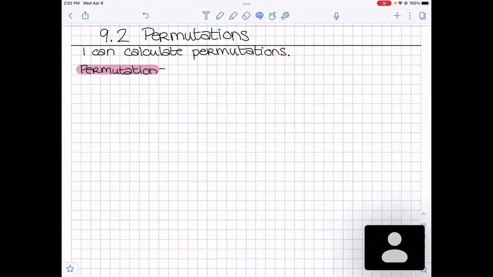So permutations, we're going to talk about what permutations are. We're going to get a new formula. We're going to solve new problems.